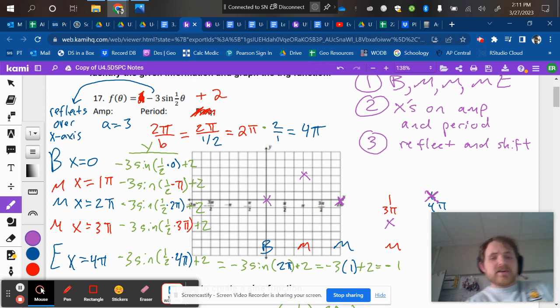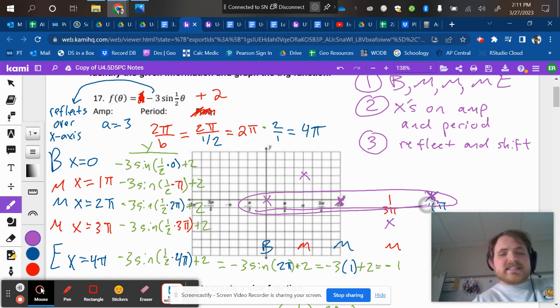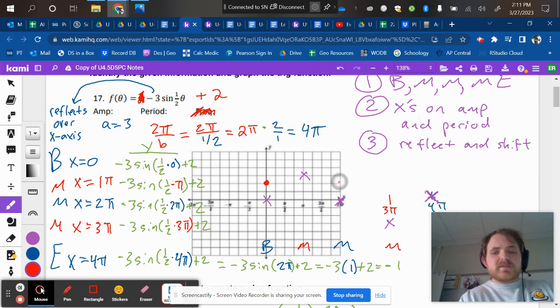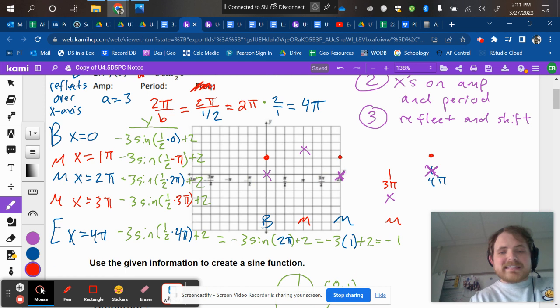So from here, if it's stuck on the x-axis, it stays there. It doesn't reflect at all. So you just have to shift those up 2. Again, it's at 0, so you just shift them up 2. I'm going to put a little dot up 2. Okay. Now, for the x's that are off the x-axis, I have to reflect them over the x-axis, 1, 2, 3. And then I have to reflect the other purple one above the x-axis, 1, 2, 3. And I have to shift those up 2 now.